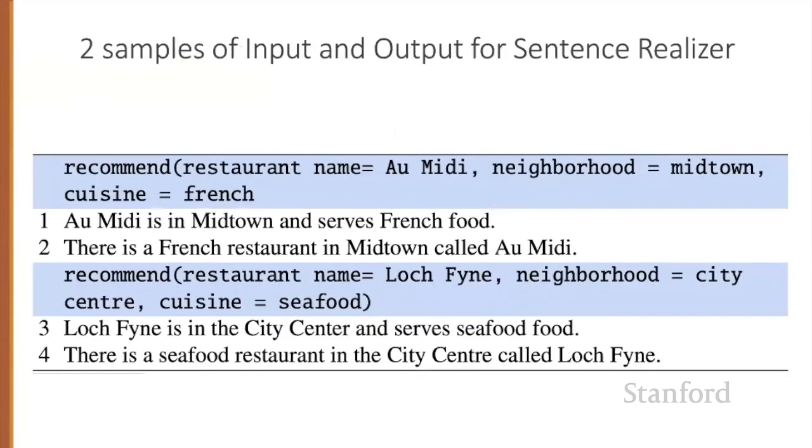So here are some sample input-outputs for the sentence realization phase. In this first example, the content planner has chosen the dialogue act recommend and some particular slots: the name of the restaurant, au midi, and the neighborhood, and the cuisine. And the goal of the sentence realizer is to generate a sentence like number 1 or number 2 here by training on many such examples of representation and sentence pairs from a large corpus of labeled dialogues.